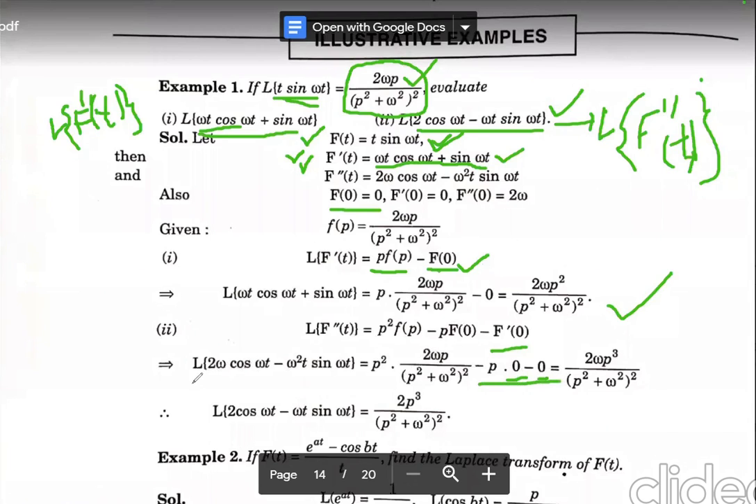Now on the left side, one omega is common, because we have taken it directly. So if you bring that omega to the right side, it will get cancelled out with this omega. So ultimately you will get twice p cube by p square plus omega square whole square. So this is the required Laplace transform of the second problem. So like this.